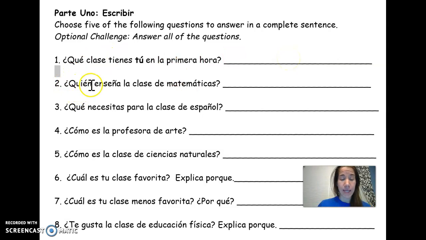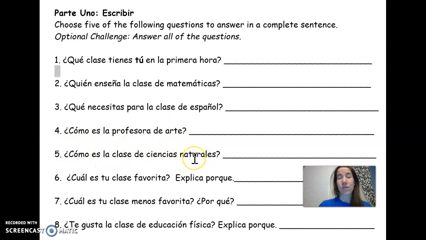We have one ¿quién? question. You might remember that means who. ¿Quién enseña la clase de matemáticas? 3, ¿qué necesitas para la clase de español? You could start that sentence with yo necesito. We have a couple ¿cómo? questions. Do you remember what that means? How. So how is this teacher?